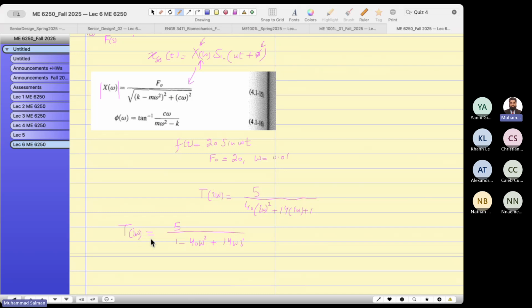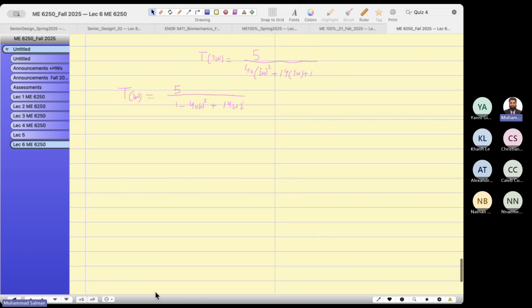So how will you find the magnitude? The magnitude can be found as the square root of the real part square plus the imaginary part square. So let's do this: 1 minus 40 omega square, whole square, plus 14 omega, this is omega, okay, whole square.